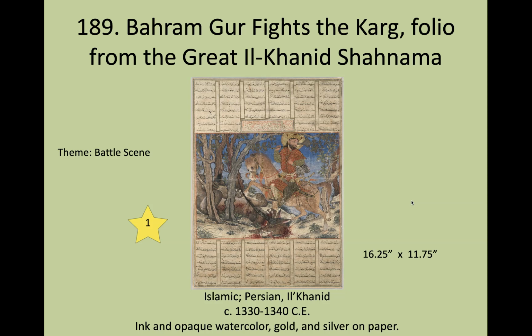There are a bunch of different Shahnamehs, just like there's a bunch of different illuminated Bibles and a bunch of different illuminated Haggadahs and a bunch of different illuminated gospel books, right? So this is just one of the illuminated Shahnamehs, the Great Ilkhanid Shahnameh, because it was produced during the Ilkhanid period, 1330 to 1340.